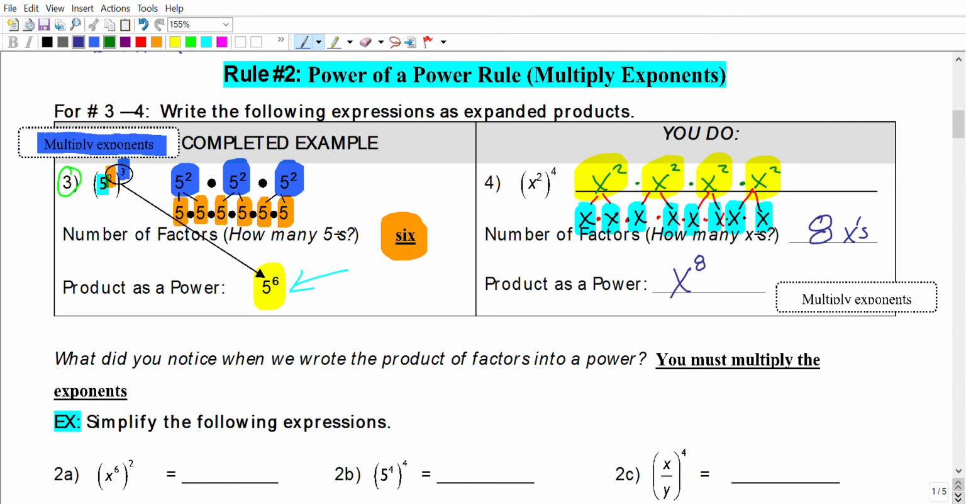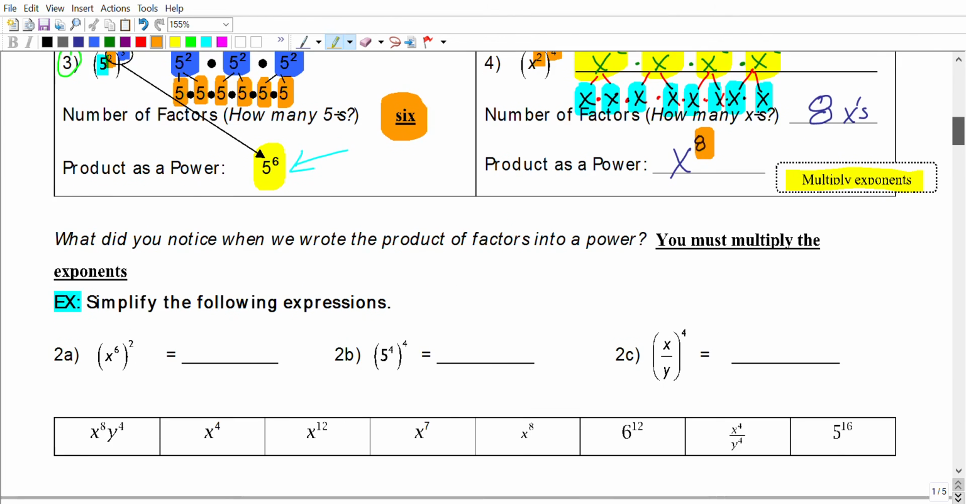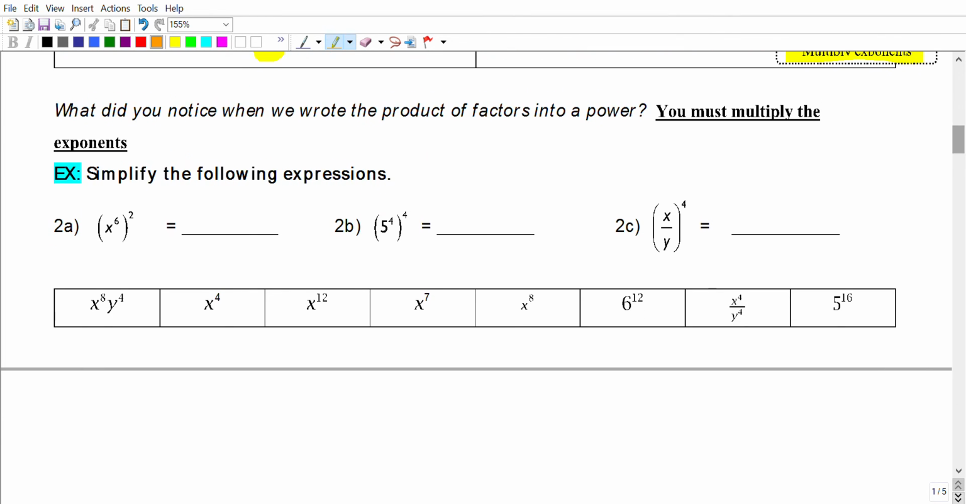And if you remember what we did earlier, we said that we're essentially multiplying the exponents. So let's see if that's true. What's 2 times 4? That should be 8. And look at that. That is 8. Alright, I think you have enough to try a few on your own, but let's read this last comment. It says, what did you notice when you wrote the product of factors into a power? Well, you should have noticed that you must multiply the exponents. It's just one base raised to a power and then to another power. All you have to do is multiply the exponents.